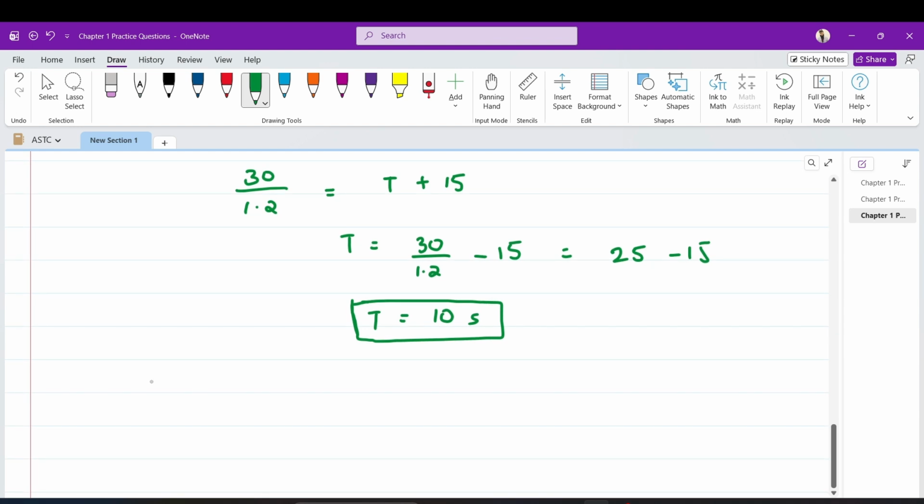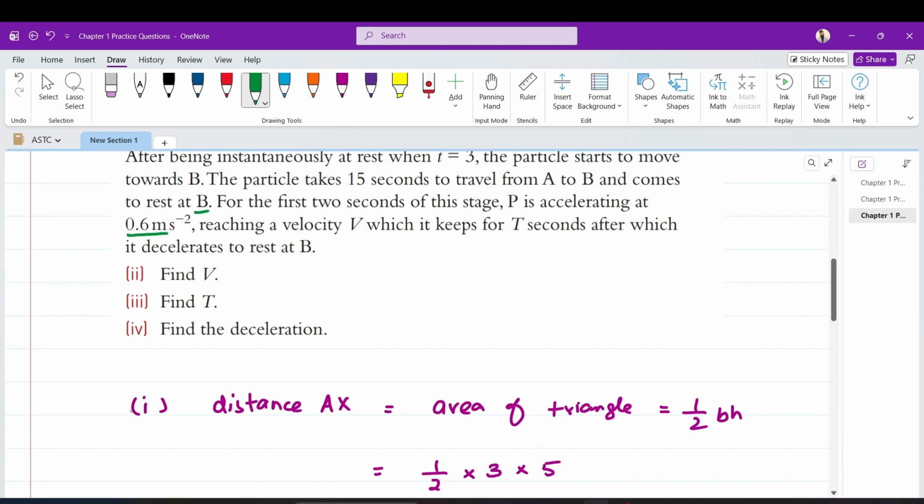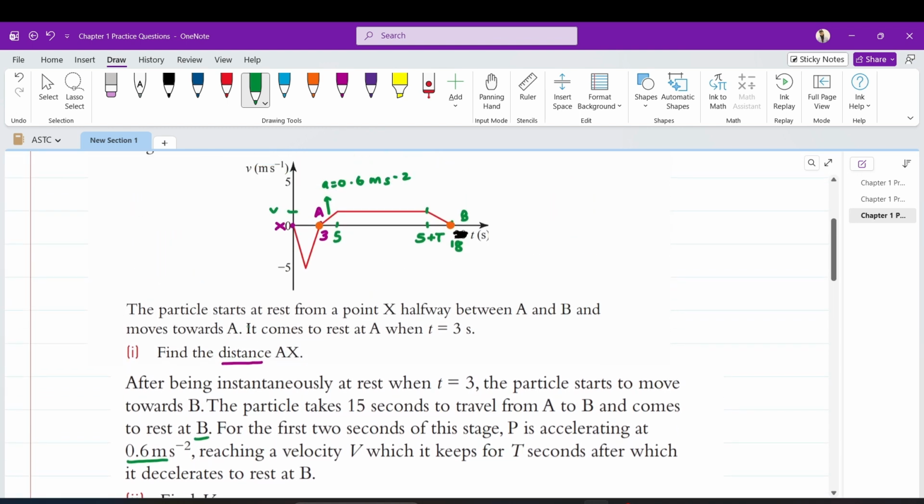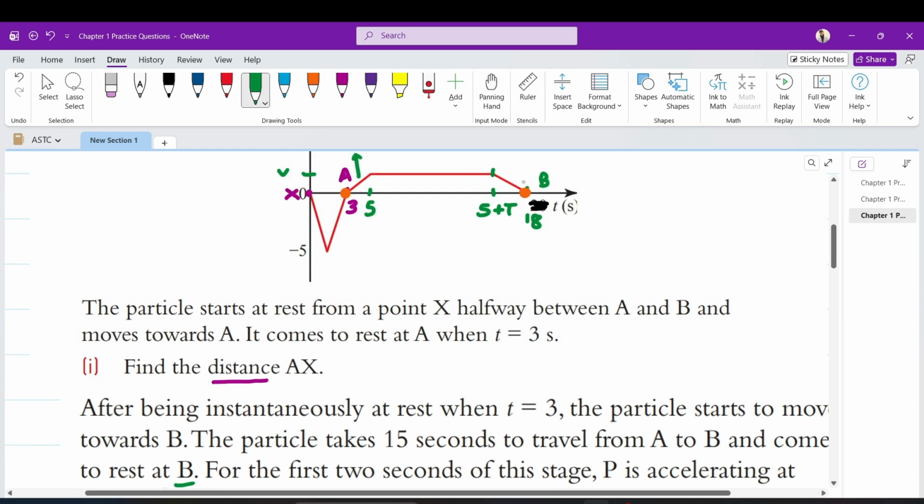Okay, that is the value of t. And finally, moving to our last part, find the deceleration. For deceleration, we simply need to find the gradient of this line. We know the value of v over here, that will be 0, and we also know that time, which is 5 plus t, right? Because t was 10, that'll be 15, and 15 and 18. So now you can calculate the difference, which will be 3.